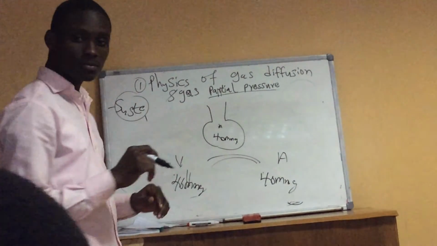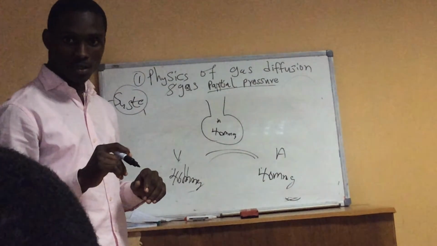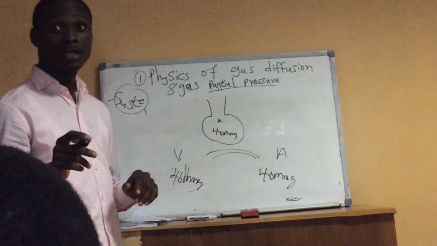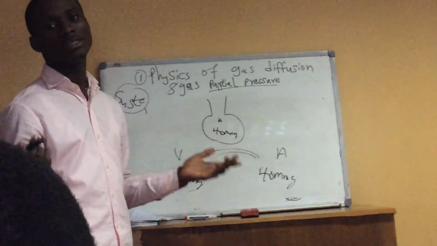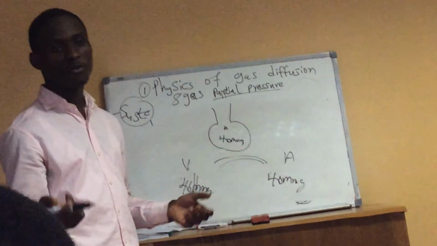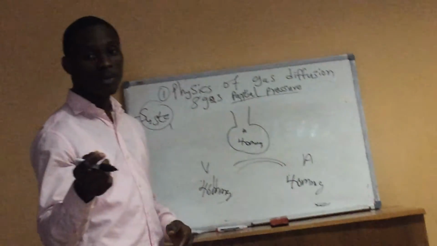Very good. But did we talk about the partial pressure of oxygen in the venous side? Oh, we didn't talk about that. The partial pressure of oxygen in the venous blood, of course, will be low. 40. Of course, very, very low. And also, let's go back to that place.